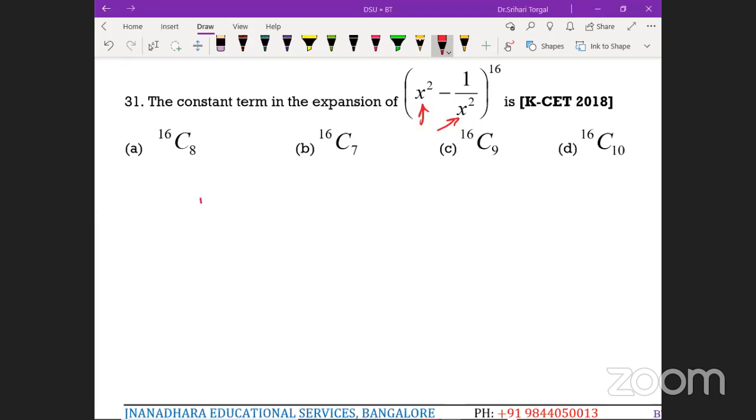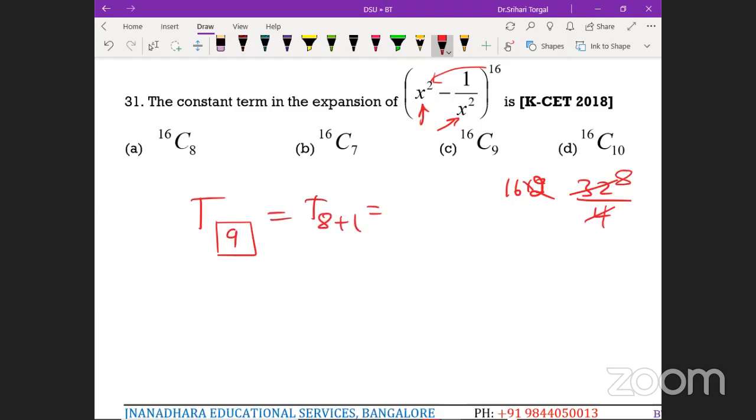How to calculate here? To find out this, 16 into 2, that is 32, divided by 2 plus 2, 4, 8. T8, T9 we have to find out. That is 16C8. Option A. 16C8 is the answer. Correct.